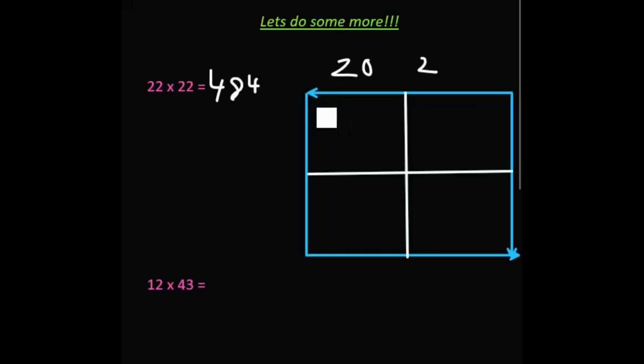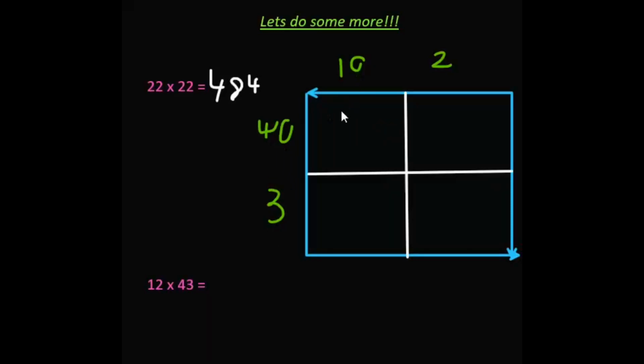That was a quick one. So now we can do the next one. So now we have 12 times 43. So I can put our 10 right here, and then our 2 here for the 12, and then I can put our 40 here, and our 3 over here for the 43.